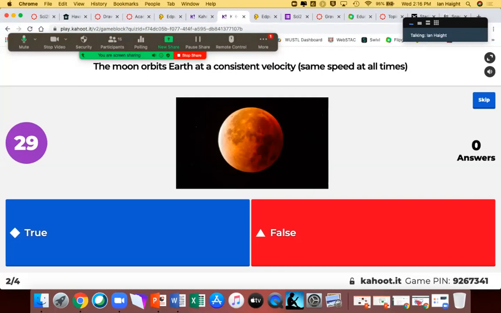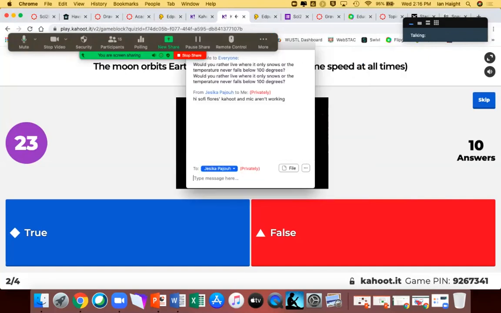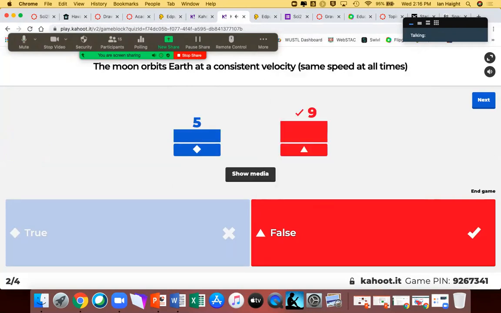True or false, the moon consistently orbits Earth at a consistent velocity or the same speed at all times. Very good. Wow, interesting again that we're pretty torn. The moon actually does have an elliptical orbit, which means that its speed is inconsistent. It goes a little bit faster when it's closer to Earth, a little bit slower when it's further out, and that's why there's about a 50-minute delay with every moon rising every day, right? If it wasn't that way, then the moon would rise at the exact same time all the time. We'd be able to set our clocks to it, but we can't because it varies.